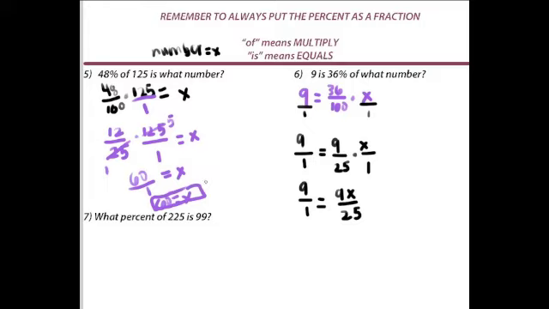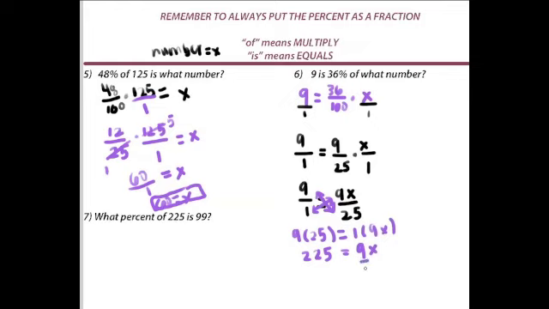And now we can use our trick from the other day, and we can cross multiply. Let's do the cross multiply. I think that one will be easier. So if we cross multiply, here's what we have. We go 9 times 25 equals 1 times 9x. So 9 times 25 is 225. 1 times 9x is 9x.